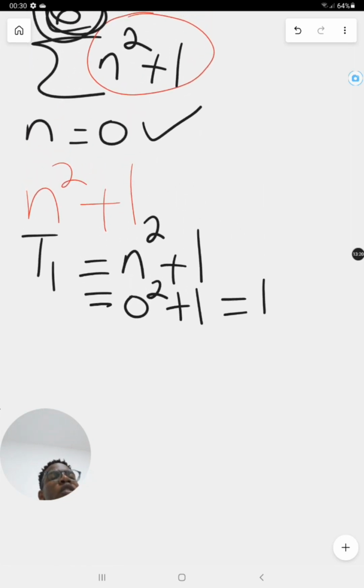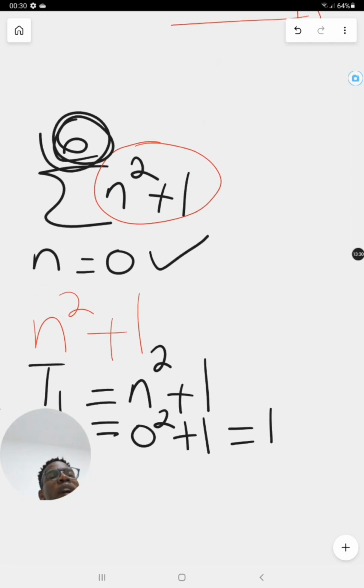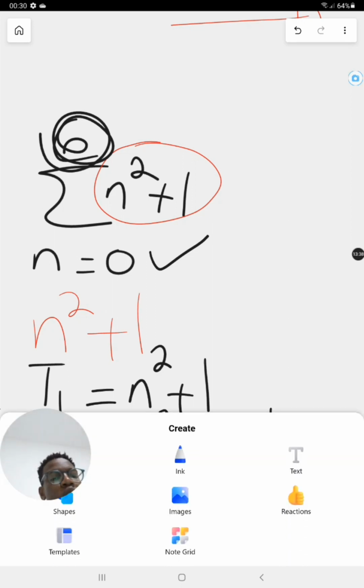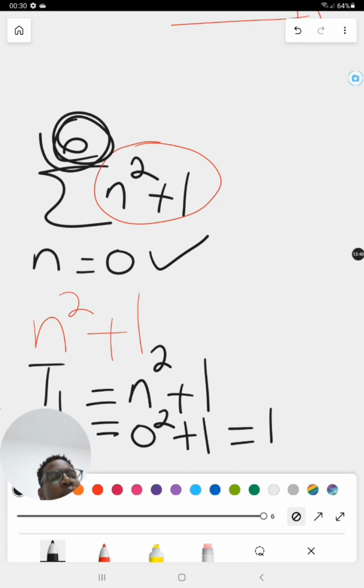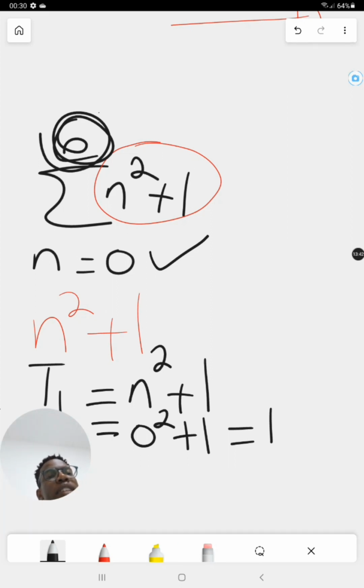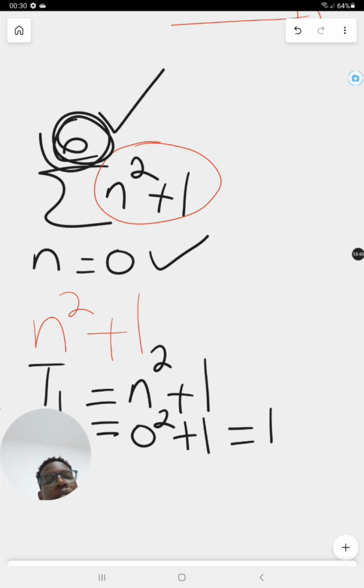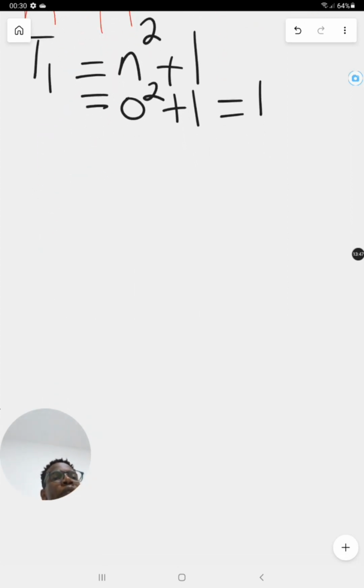Now, which value of n should we use for term 2? The next integer after 0 is 1. So we start off with 0, and then the next number we're going to use is 1. Then after 1, you're going to use 2. After 2, you're going to use 3. After 3, 4. After 4, 5. After 5, 6. And then we're going to stop at 6. Why do we stop at 6? Because the number on top of the sigma is 6. So let's do that.